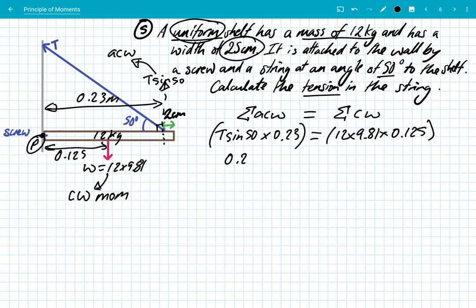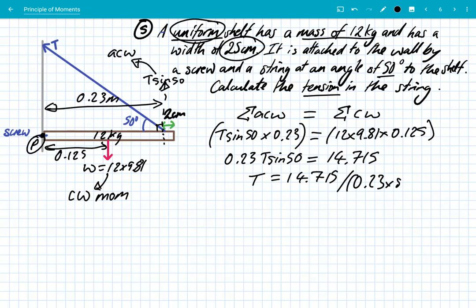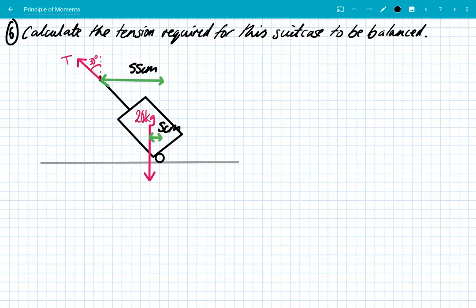So 0.23 T sine 50 is equal to 14.715. Therefore, we can simply work out the tension by doing 14.715 divided by brackets 0.23 times sine 50. And that leaves us with a value for tension of 83.6 newtons. Really simple.